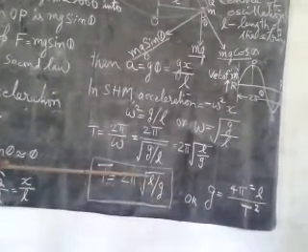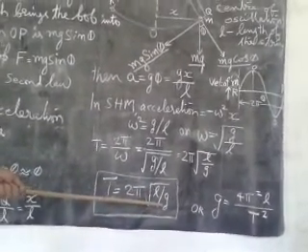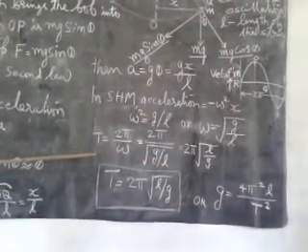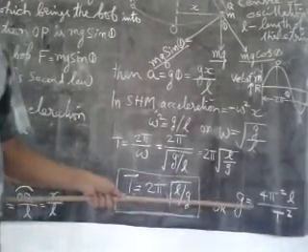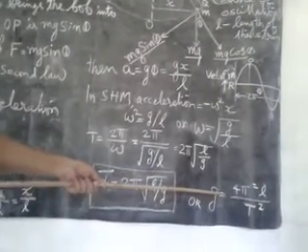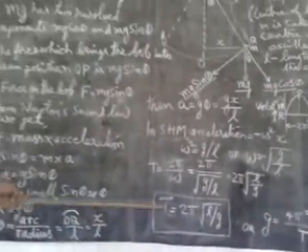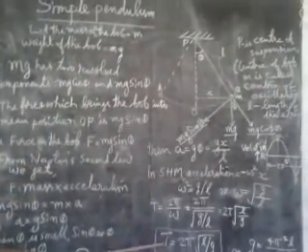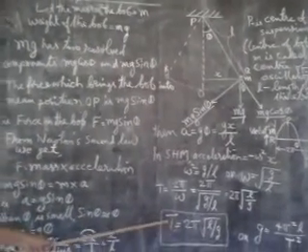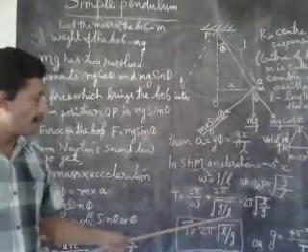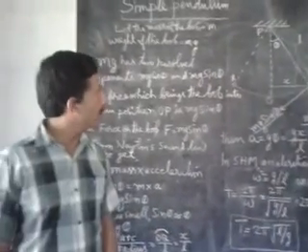L is the length of the string, g is the acceleration due to gravity. This is the equation for the time period of a simple pendulum. Or from here, we can easily find the value of g, acceleration due to gravity, using this relation. So in the case of a simple pendulum, an example of simple harmonic motion, time period T equals 2 pi root of l by g. That's all about simple pendulum.